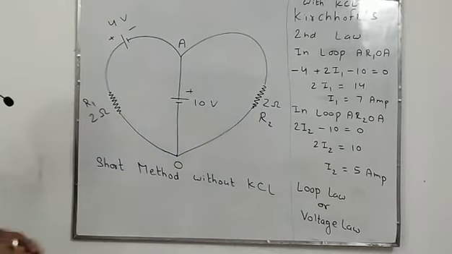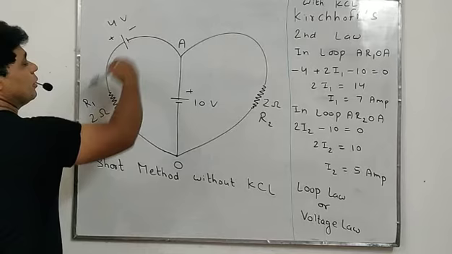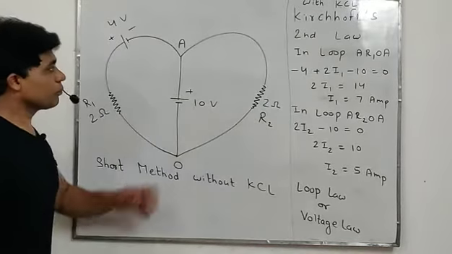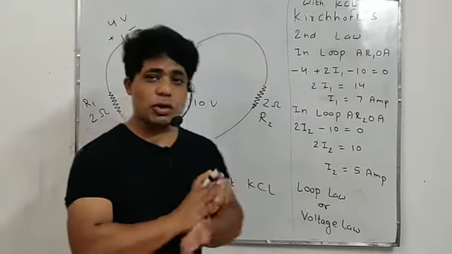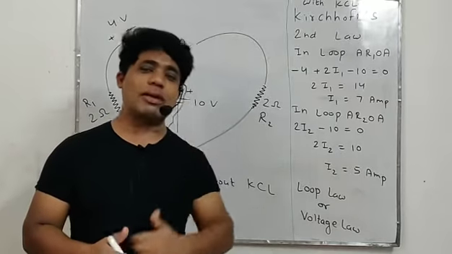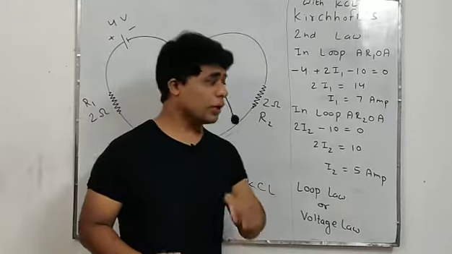Look students, we are given a circuit. This is a 4 volt battery, R1 is a 2 ohm resistor, R2 is a 2 ohm resistor, and this is a 10 volt battery. First of all, I'm going to solve this question by Kirchhoff's law. Then I will tell you the short technique to solve this question without Kirchhoff's law.